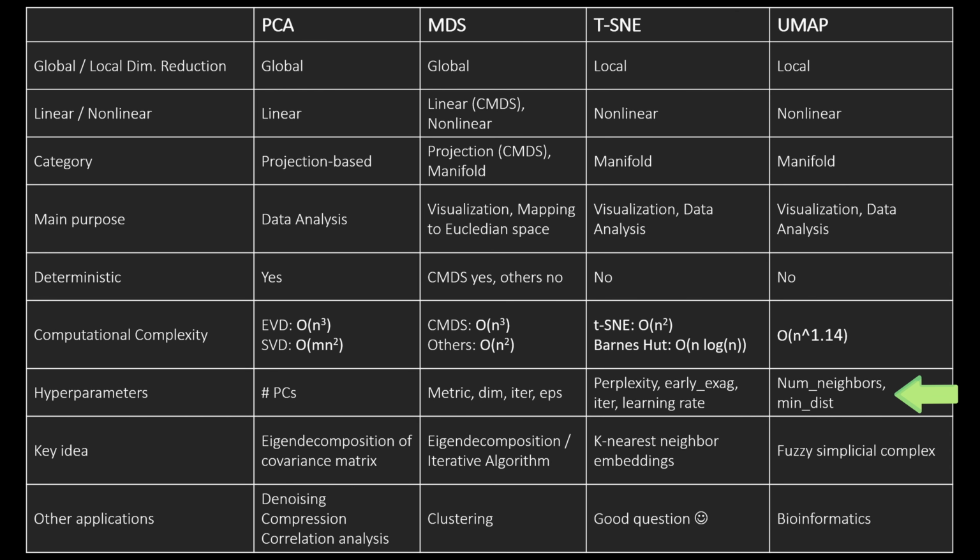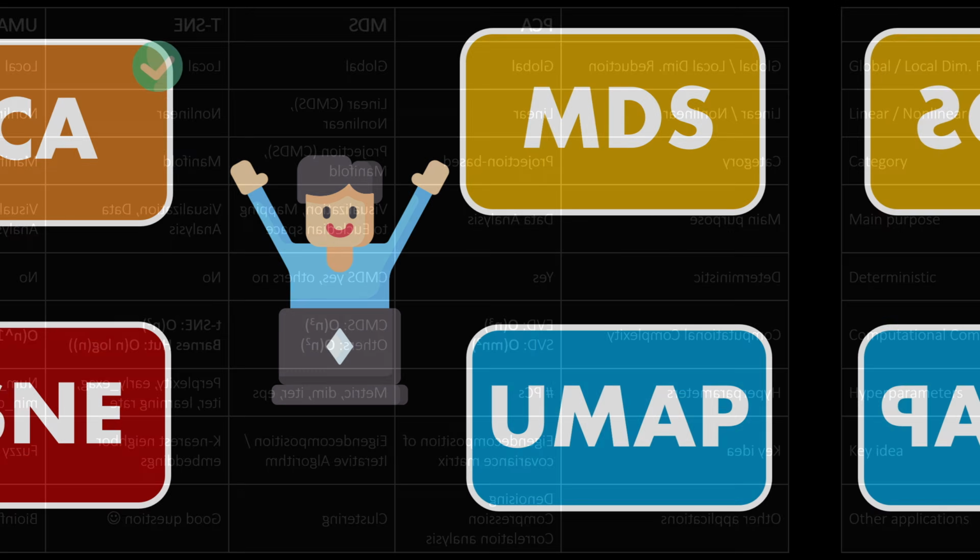We also discussed the 2 most important hyperparameters, the number of neighbors and min_dist. The key idea is motivated mathematically and aims to build a fuzzy simplicial complex, and this in the end leads to a k-nearest neighbor graph. UMAP has become very popular in bioinformatics, but beyond that I haven't looked into any other applications.